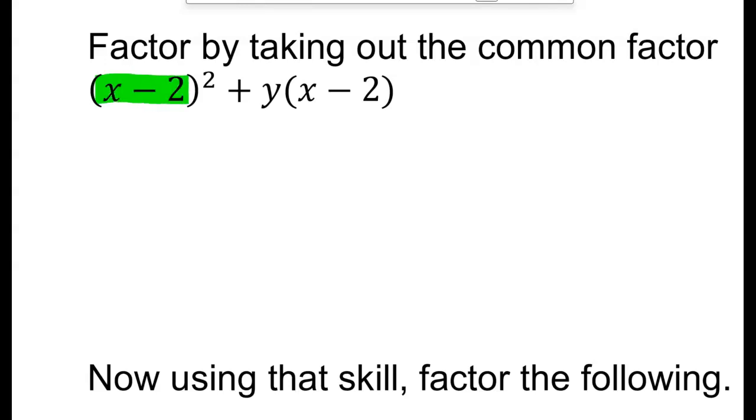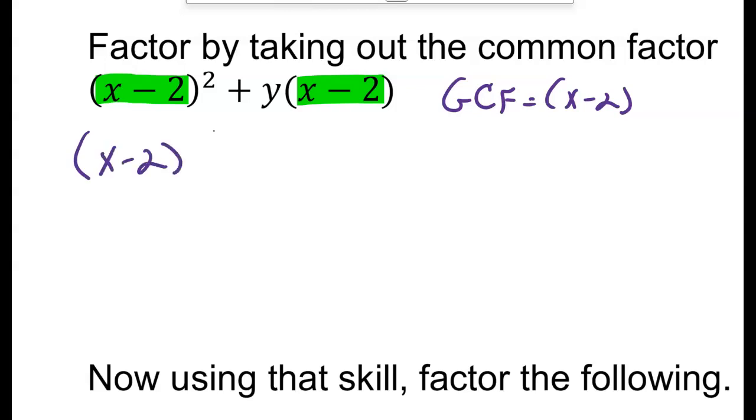Yep, an x minus what? 2. Do I square it? No, but that quantity comes out, right? Your greatest common factor this time is x minus 2. So I pull it out, I get an x minus 2. What gets left? I have a quantity in x minus 2 what? Is it squared to the first power? What is it going to be?